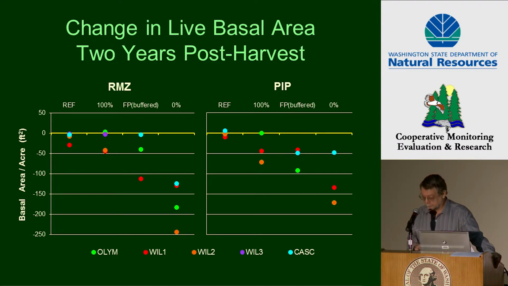So nearly all our sites showed a decrease in live basal area per acre during the 2-year period after harvest, which indicated that mortality exceeded growth during this period. The graph for the RMZs shows some evidence of a gradient there with the least variability and the least amount of change for the references, somewhat more for the 100% basin, and then we see the greatest decrease for the forest practice buffers, except for the 0% treatment where the RMZs were harvested. And the pattern is really similar for the PIPs.